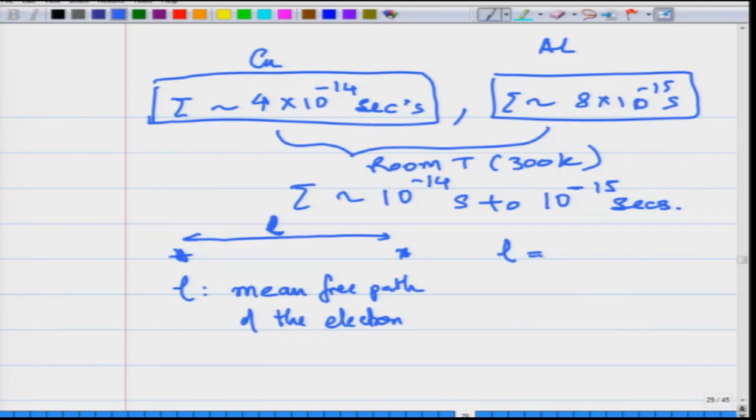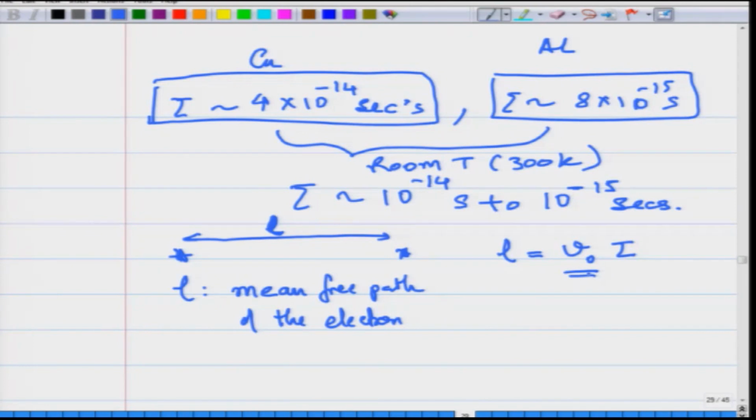Very simply, you know from kinetic theory of gases, where also you have calculated the mean free path, that if V naught is the average velocity of the electron and tau is the time interval between two scattering events, the mean free path is nothing else but the velocity of the electron into tau. We know tau, we have already calculated it. Can we estimate V naught? Okay. And here we again make use of Boltzmann's kinetic theory of gases.